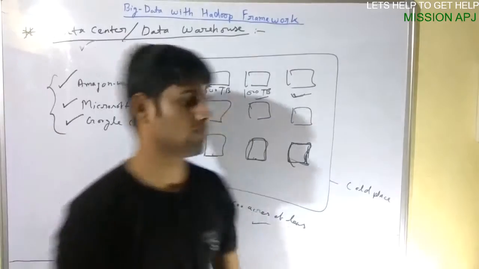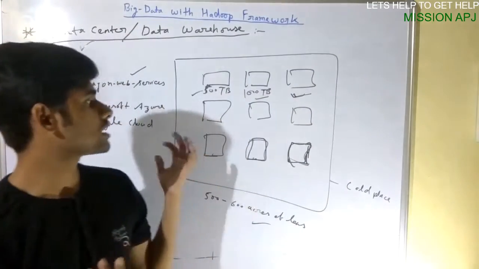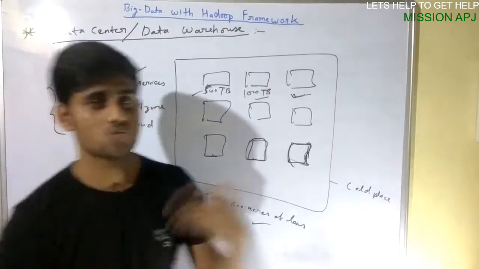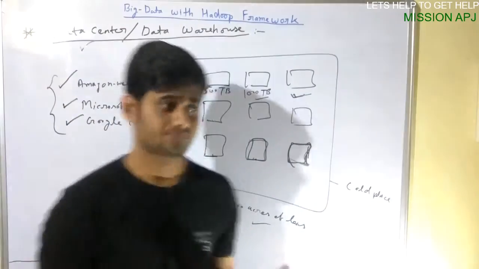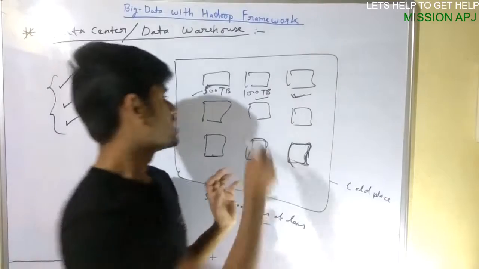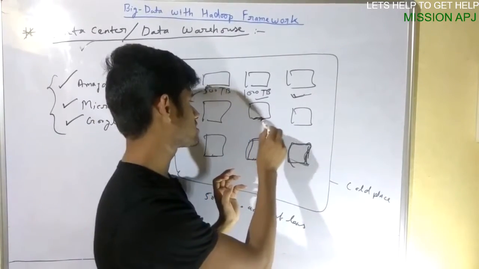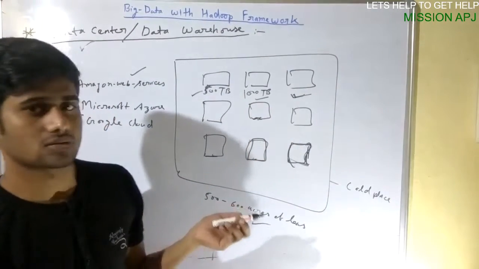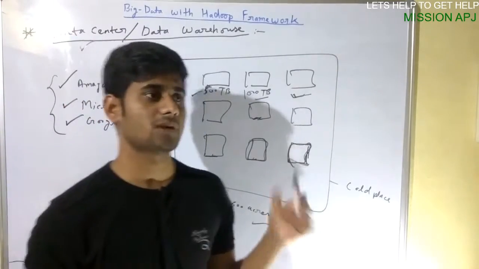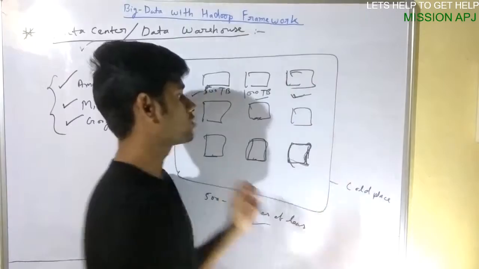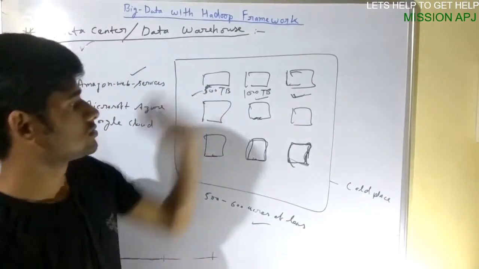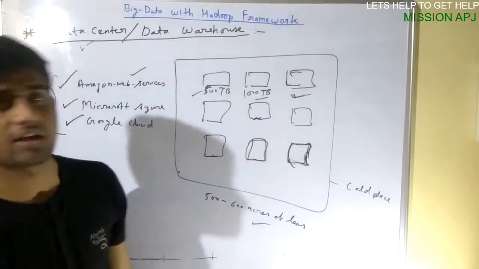Now generally this data warehouse is kept in a cold place. Why? Because if the temperature increases, the hard disk starts not working properly, and the data may be lost. So we keep those data warehouses in a very cold place.